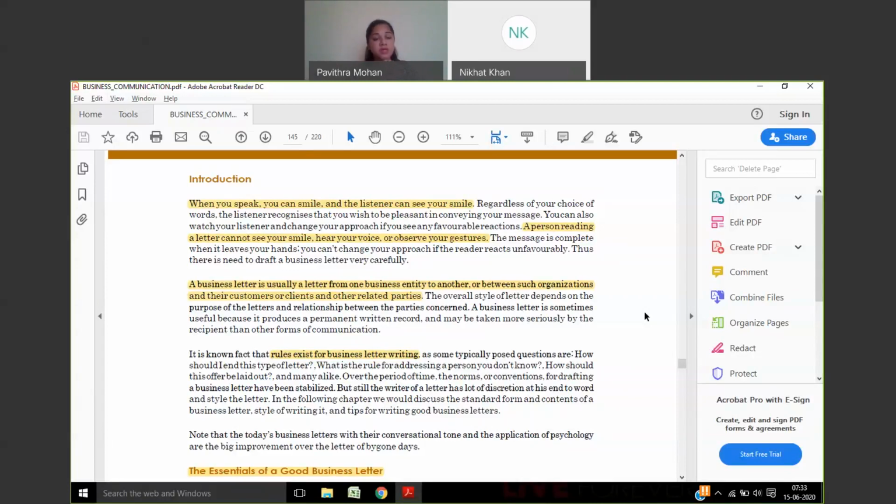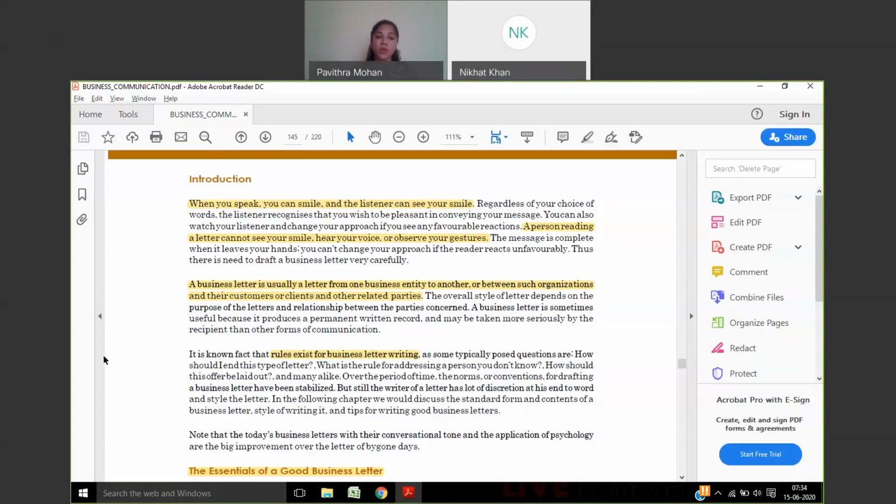From this perspective, in business correspondence we are going to help you understand the different formats of organizing a letter and the way a letter needs to be drafted. The first and foremost thing is a business letter. What happens in a business letter? A business letter is usually a letter from one entity to another, or between such organizations and their customers or clients and other related parties.